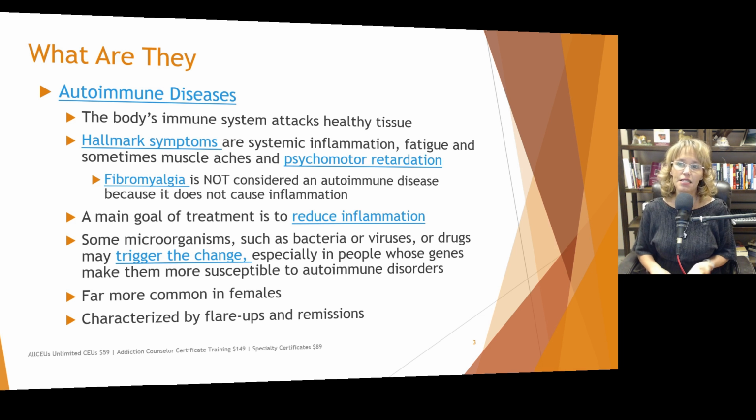Some microorganisms like bacteria or viruses, COVID, for example, or drugs may trigger the change in which the immune system kind of goes haywire. This is especially true in people whose genes make them more susceptible to autoimmune disorders. Now, there are certain markers on the DNA sequence that may indicate that someone is more at risk for certain autoimmune diseases like multiple sclerosis or Graves' disease or rheumatoid arthritis or any of those 80 disorders that are out there. And generally, it requires a trigger.